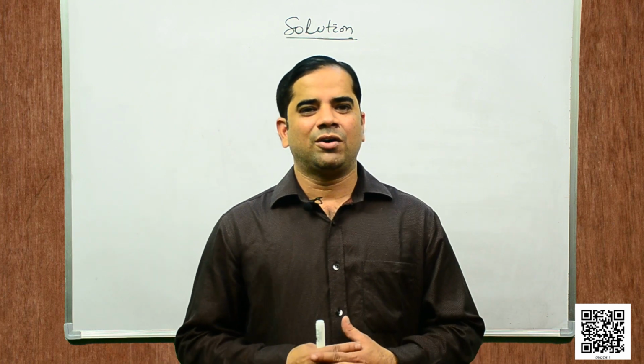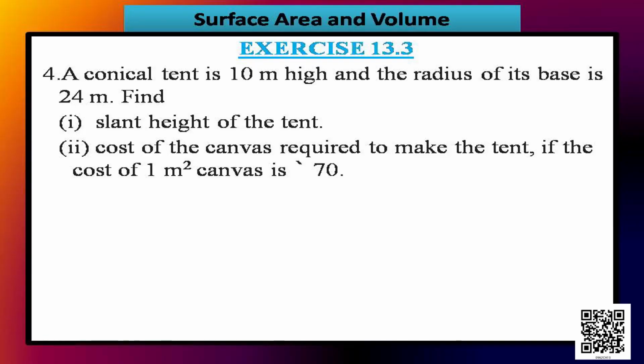Students, let us now solve question number 4. Okay, it says a conical tent is 10 meter high and the radius of its base is 24 meter. Find slant height of the tent and cost of the canvas required to make the tent if the cost of 1 meter square canvas is rupees 70.